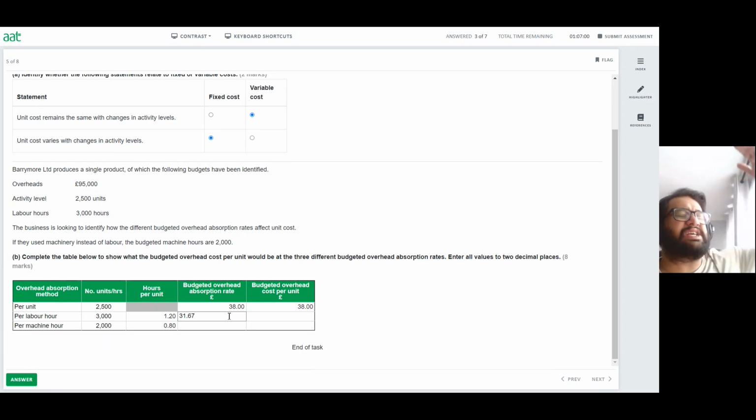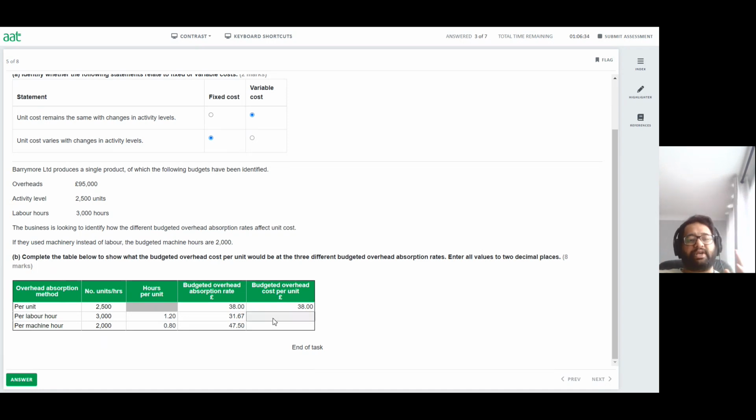It goes 66666 all the way to infinity. Therefore, we will say this is going to be 31 pounds and 67 pence. Then also, for the machine overhead absorption rate, again, we use the same formula: 95,000 divided by 2,000 machine hours. That gives me 47 pounds 50 per machine hour.